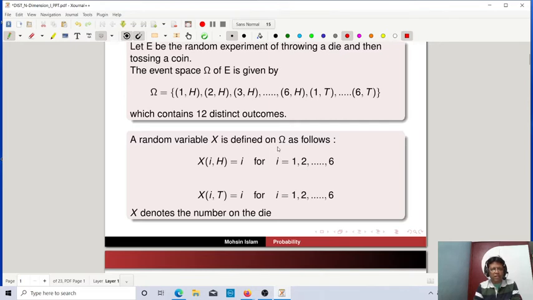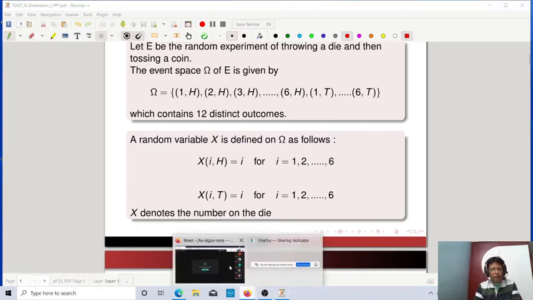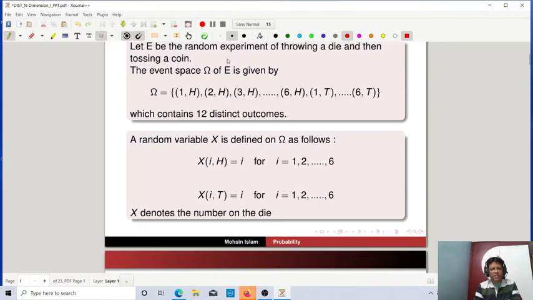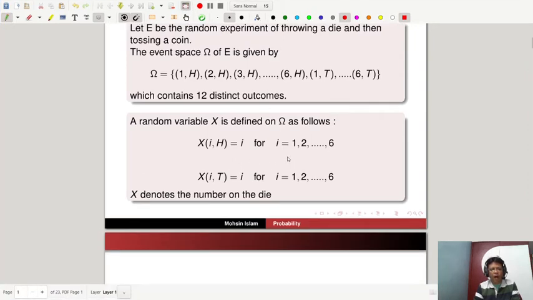Let us define a random variable X on omega as follows. Let X(i,H) equal i for i equal to 1 to 6, and X(i,T) equal i for i equal to 1 to 6. X denotes the number on the die. So X is a random variable that denotes the number on the die. What does it represent? The first one, X(i,H), means the points on the die. If it is a head or if it is a tail, it will give you i.